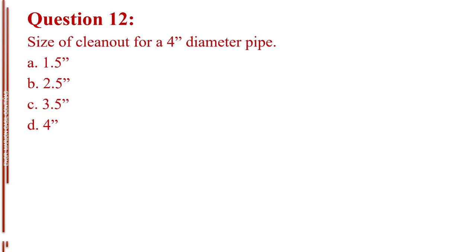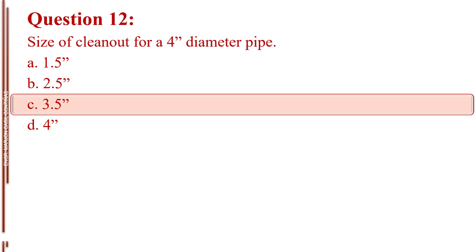Question number 12. Size of cleanout for a 4-inch diameter pipe. Letter A, 1.5 inches. Letter B, 2.5 inches. Letter C, 3.5 inches. Letter D, 4 inches. The answer is letter C, 3.5 inches.